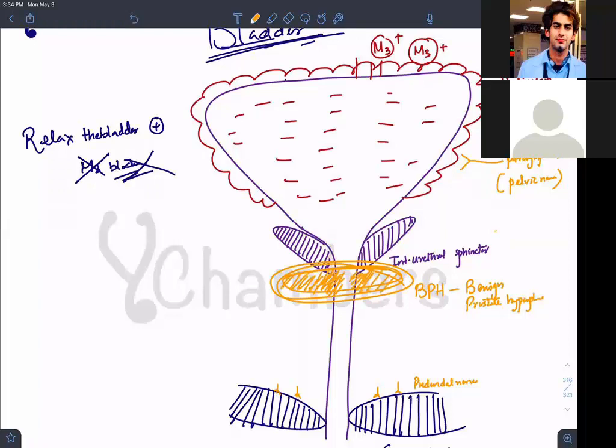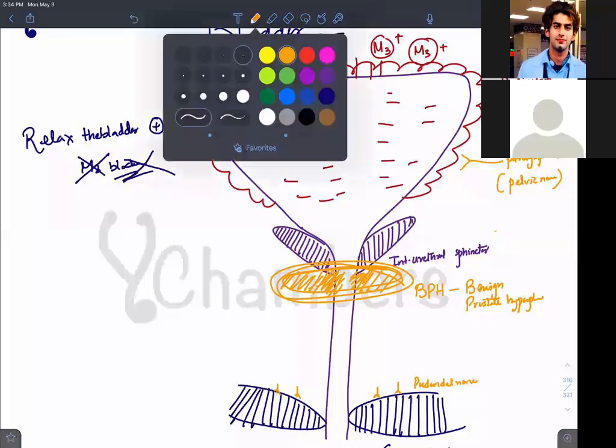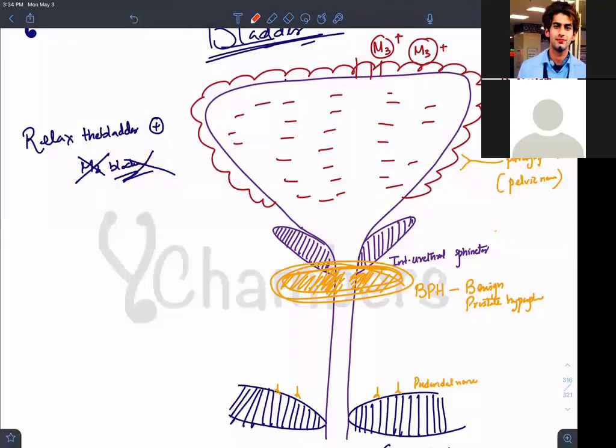Do you want the urine to be retained or to pass in BPH? You want it to pass, because with the enlargement you will already get retention. So will you give an M3 blocker in a BPH patient? Never. That will be a blunder. That's why we say M3 blockers are contraindicated in benign prostate hyperplasia.